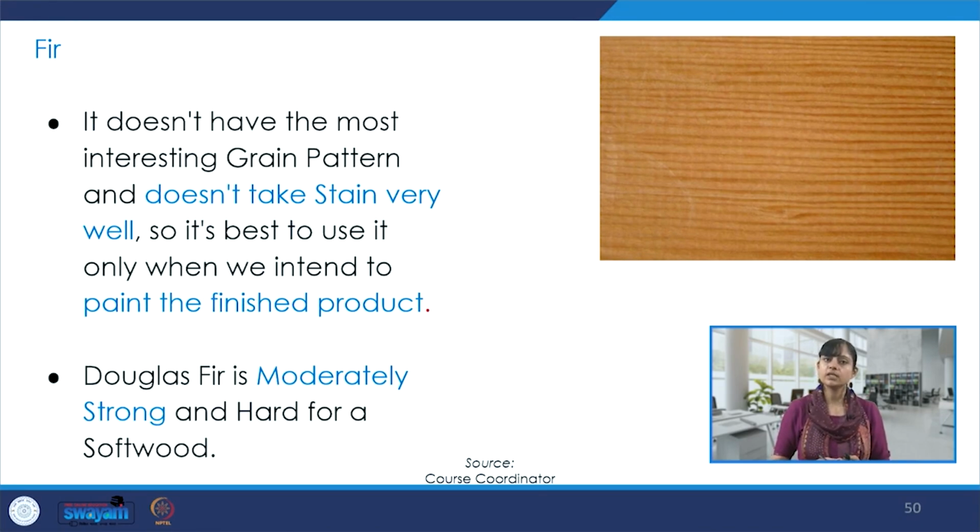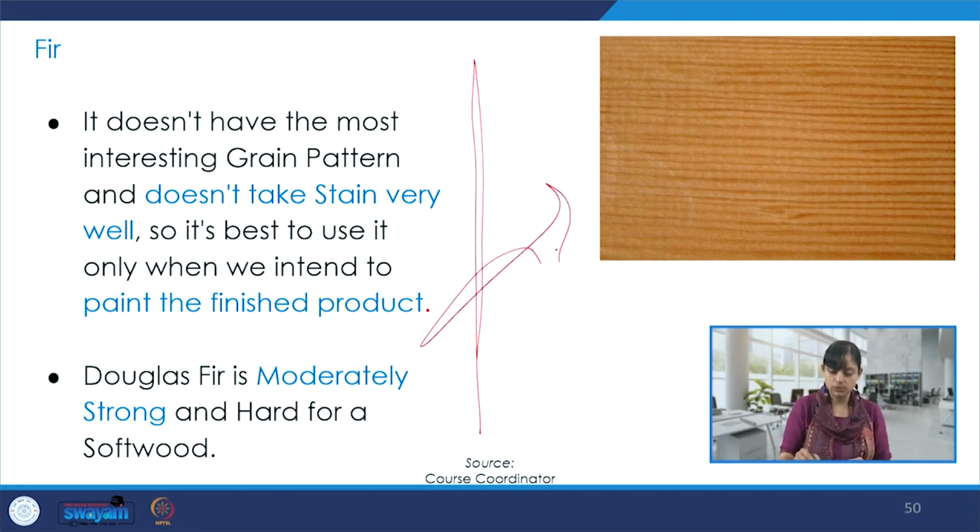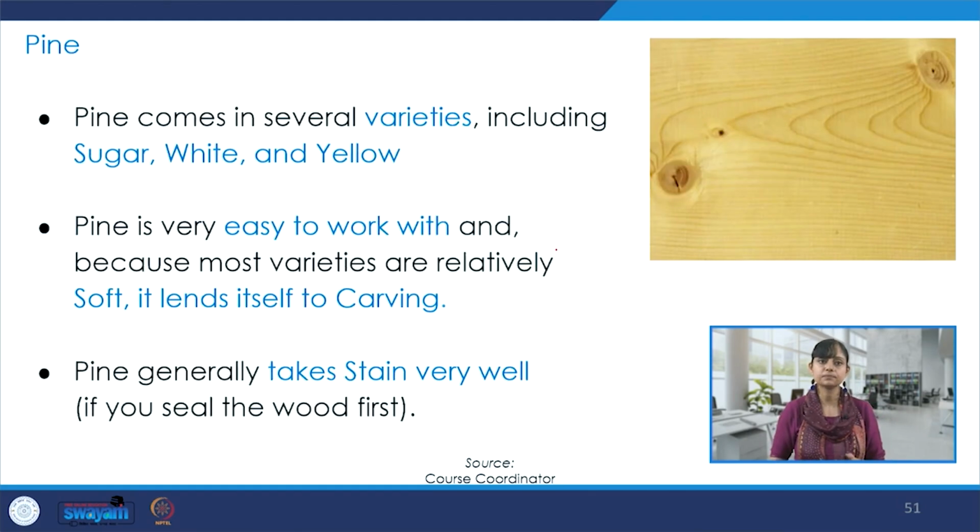And it doesn't have a very interesting grain pattern. It doesn't take stain very well, and we can intend to paint the finished product. And it is moderately strong, and it is considered a softwood, within the overarching umbrella of softwoods. So this is accordingly chosen, and you can use it for construction of buildings.